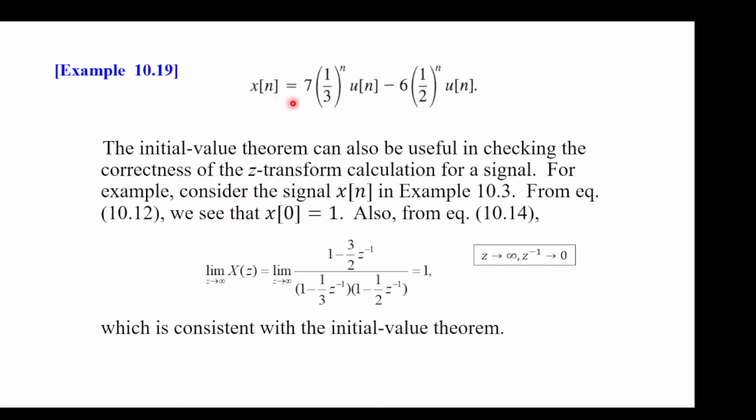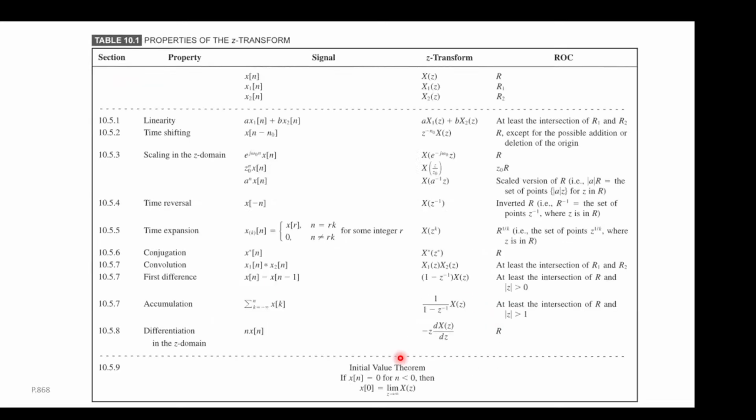First of all, we need to check that it's causal. It needs to satisfy this equation, and indeed it does, because you have u of n here. And for x of 0, it is 7 minus 6, which is equal to 1. Then big X of z when z goes to infinity: all those e to the minus 1 terms go to 0, so it's 1 over 1 times 1, which is 1. So we see the initial value checks out. Okay, so that's all the properties of the Z transform, and let's stop here and take a 10 minute break.